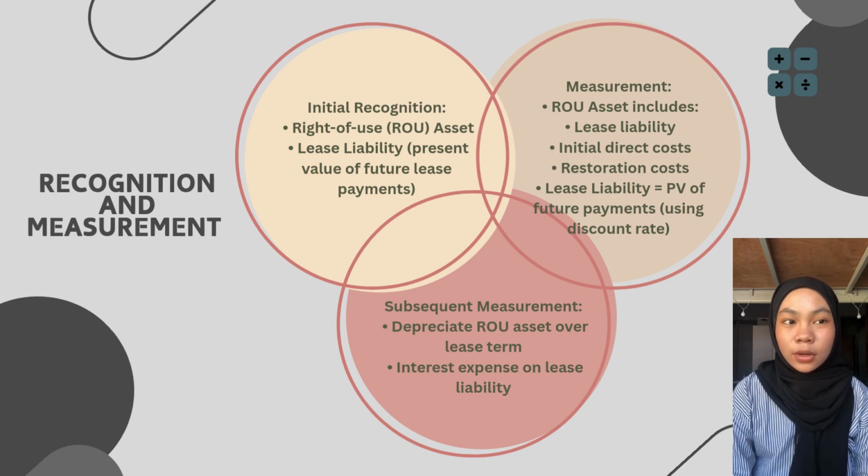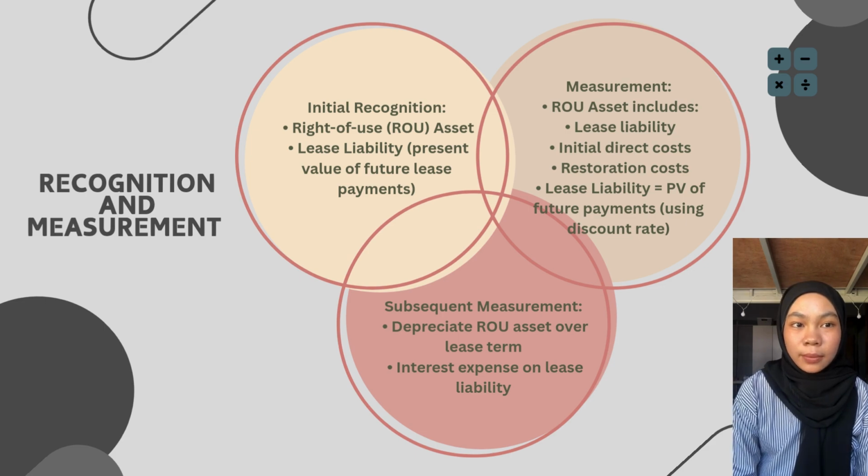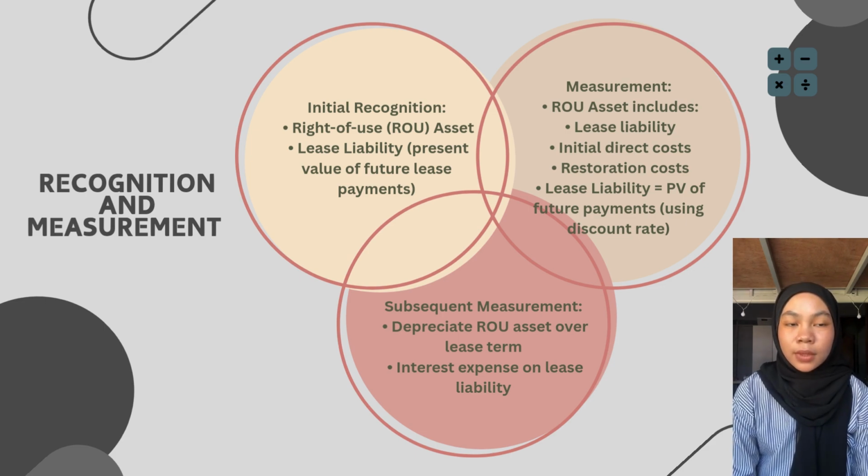My name is Nurul Aminah Tasha binti Muhammad and my matrix number is F1071. I will explain about recognition and measurement. For the lessee, at the start of the lease, two things must be recorded. First, a right of use asset, and second, a lease liability.